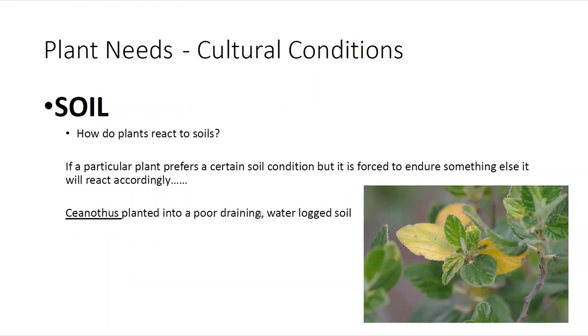Ceanothus planted in poor draining waterlogged soil, what it'll do is its oldest leaves, it's just going to start trying to get rid of them. So what you'll see is older leaves start yellowing and falling off. You can shake the Ceanothus, they'll all fall off. There'll be some of the smaller leaves.